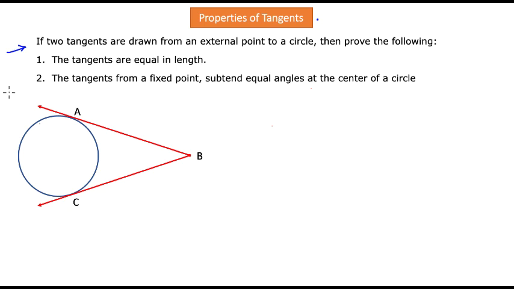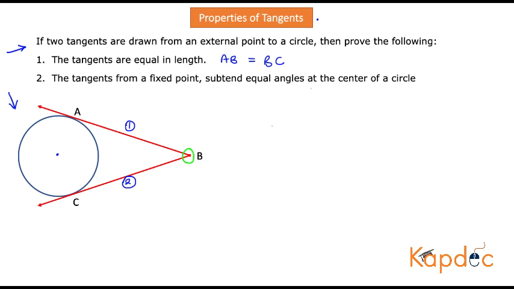So here is my circle, which is a diagram relevant to the above problem, and we have this fixed point B that is external from this circle, and let's say this is my center right here. All right, now we need to prove a couple of things. One, we need to prove that the tangents are equal in length. So if AB is my tangent, which is tangent 1, this is equal to the second tangent, which is the distance BC, right? So we need to prove these two dimensions are equal, and the second is the tangents from a fixed point subtend equal angles at the center of a circle.